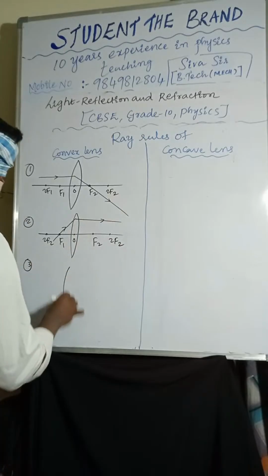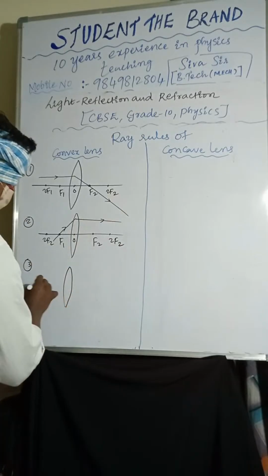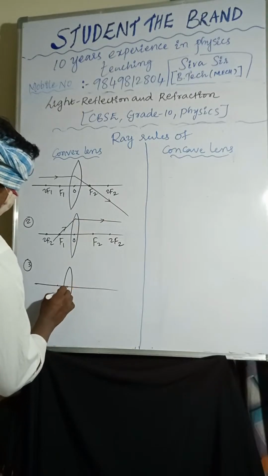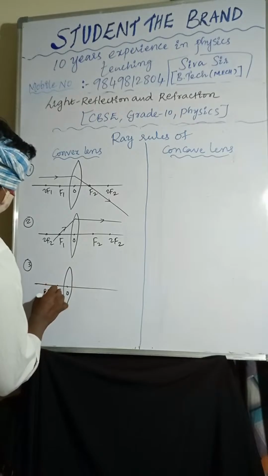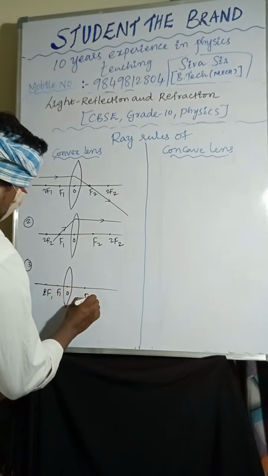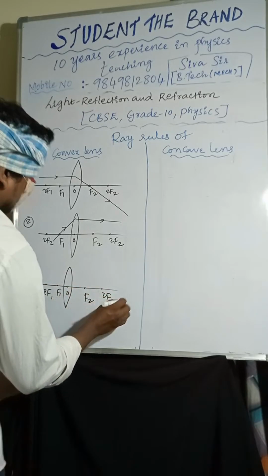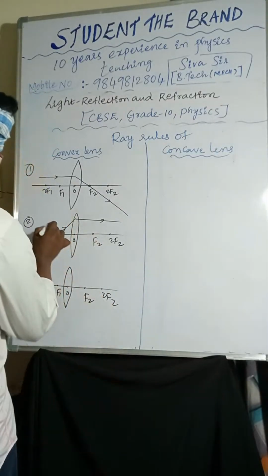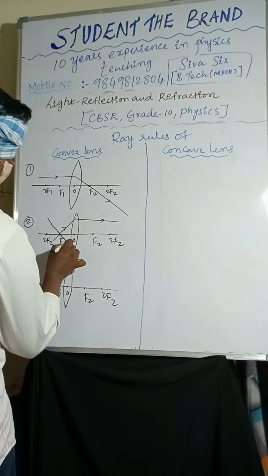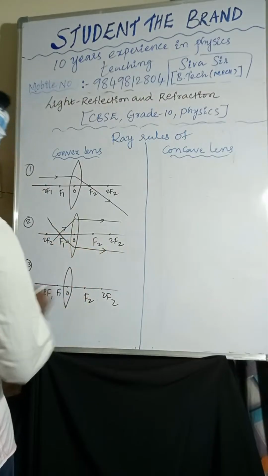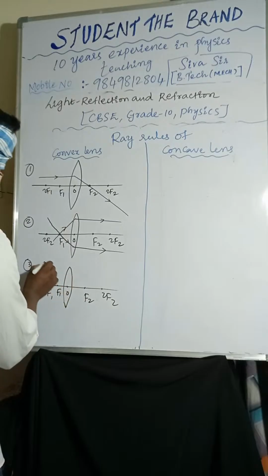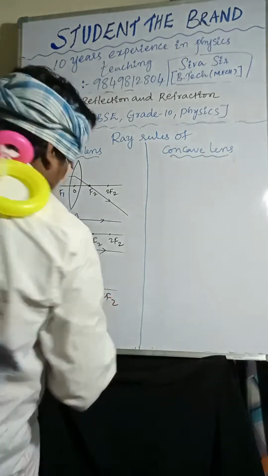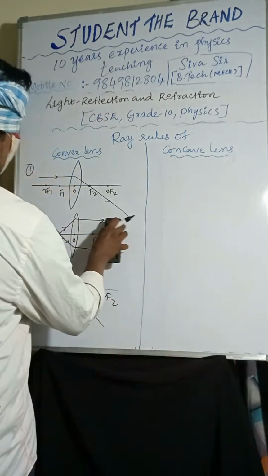Third one: light ray, optic center, F1, 2F1, F2, 2F2. Light ray passing through this one like this, after that it will become parallel. So if the light ray is passing through the optic center, no deviation takes place. No deviation.